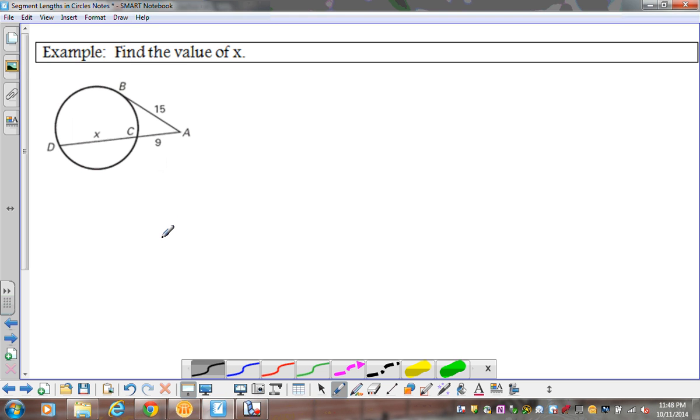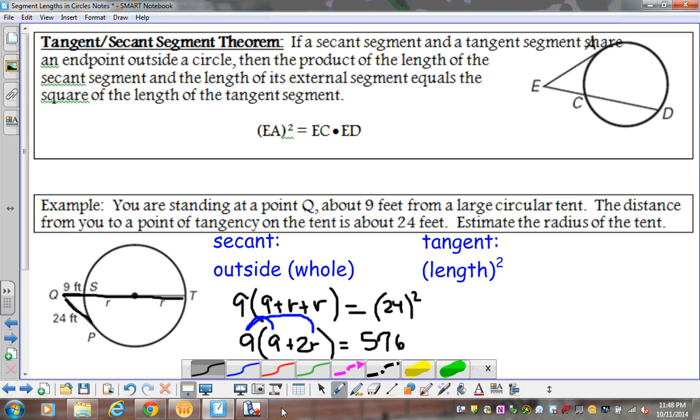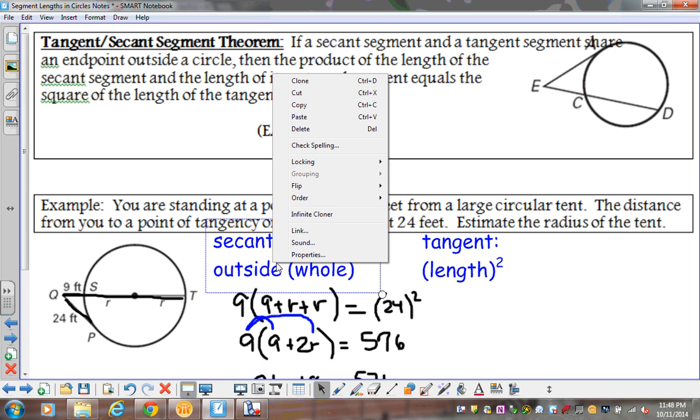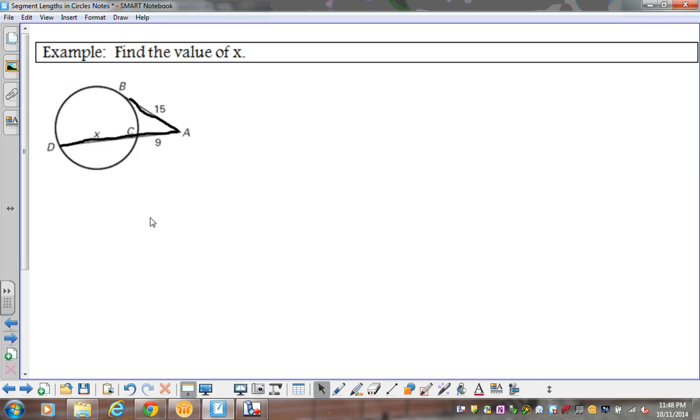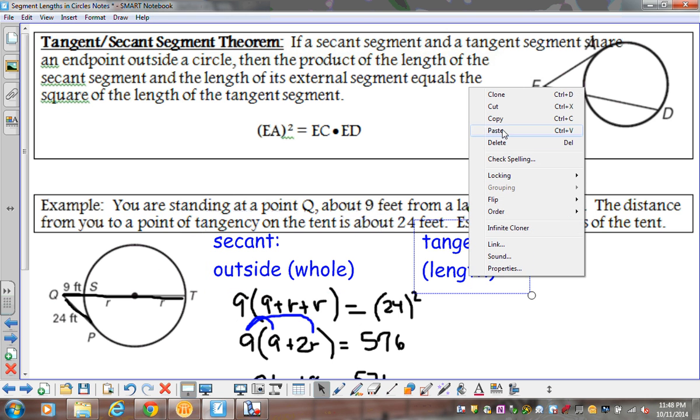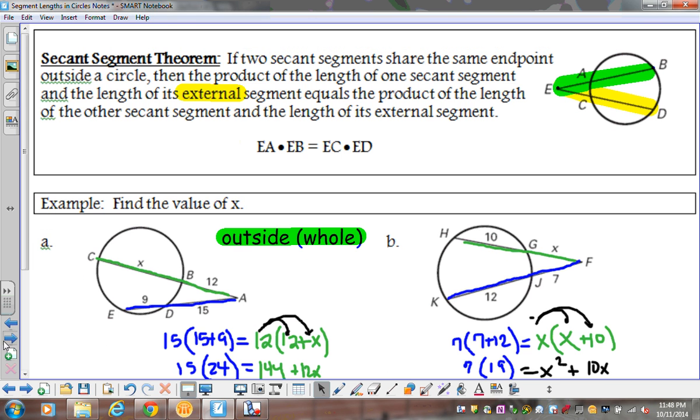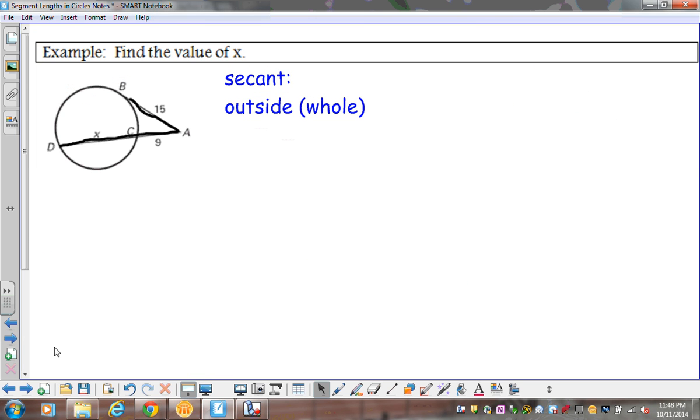All right, so once again, we've got a tangent, and we've got a secant. So what I'm going to do is go back here real quick and copy that over just so we've got that, just to remind us for that part, and then let's get this one as well. All right, so I got a secant and a tangent.